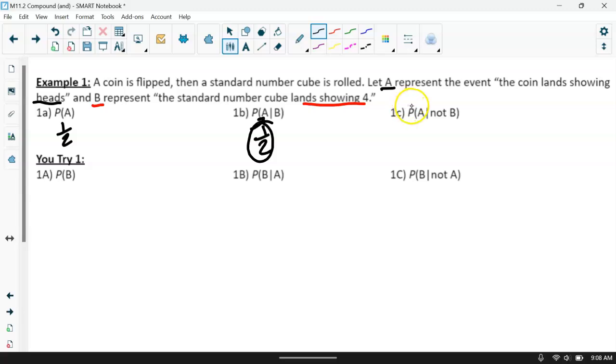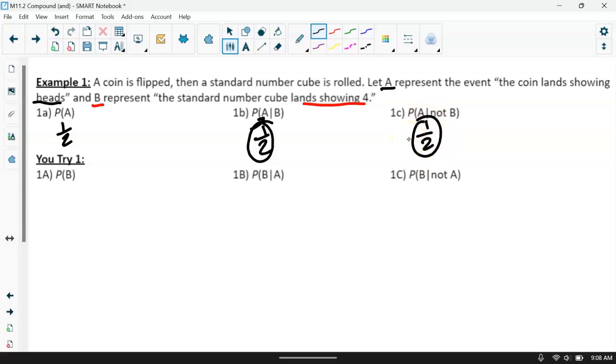Again here, what is the probability of A but given not B? So let's say you don't land on a 4. Given that you don't land on a 4, what is the probability that A occurs? Well, that's still 1/2.